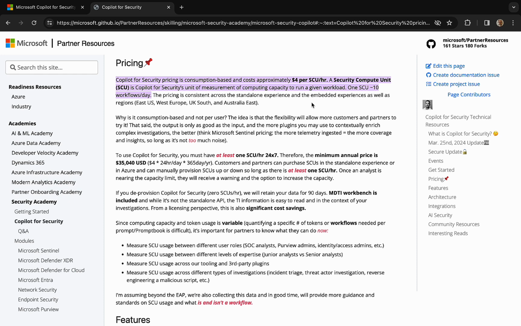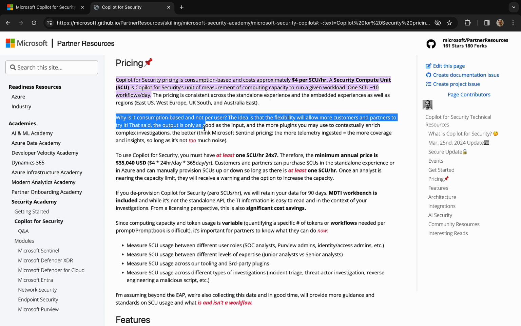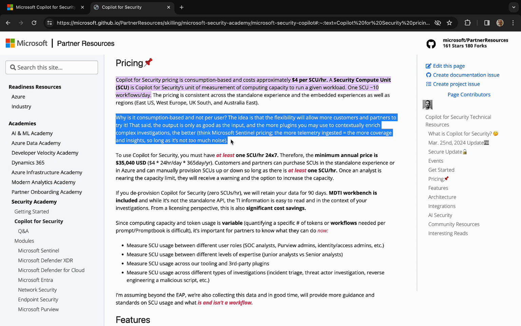A security compute unit is Copilot for Security's unit of measurement of computing capacity to run a given workload. One SCU is 10 workflows per day. The pricing is consistent across the standalone experience and the embedded experiences as well as regions. So it goes on to demonstrate a bit more about why. So why is it consumption based and not per user?